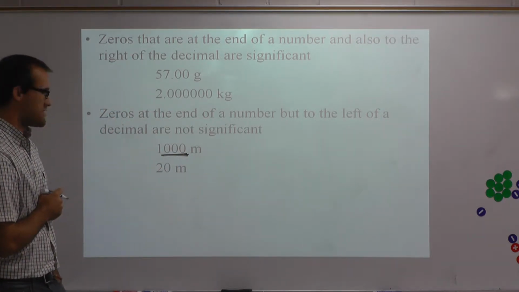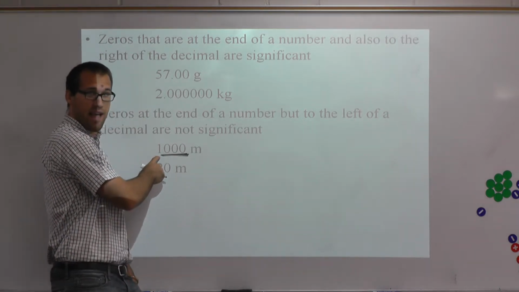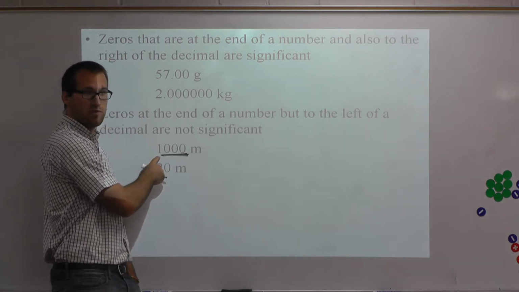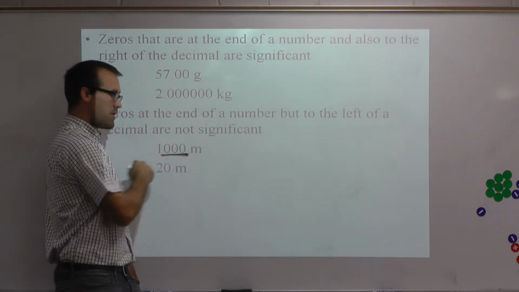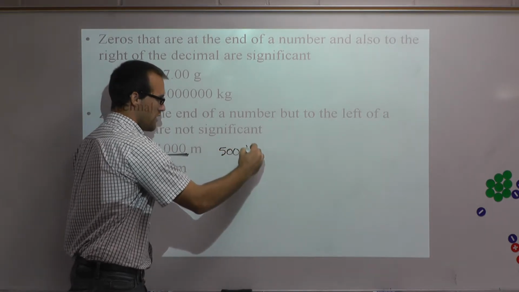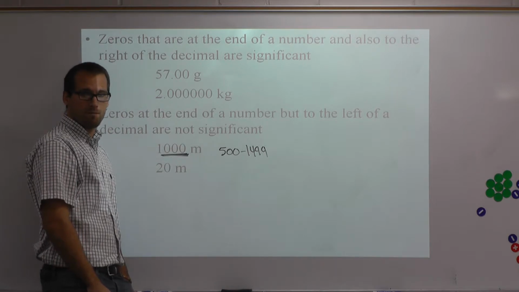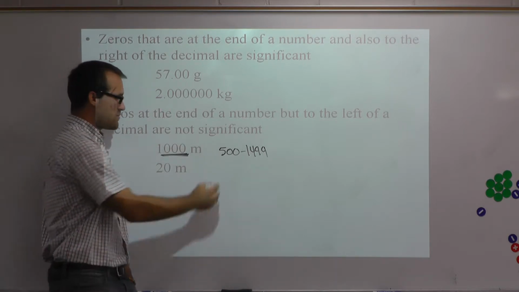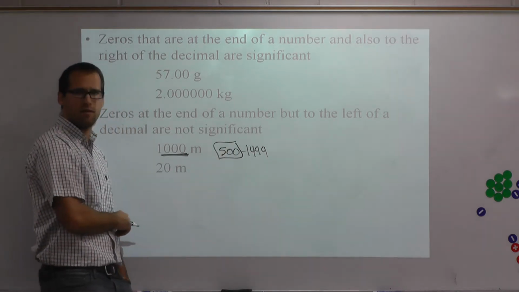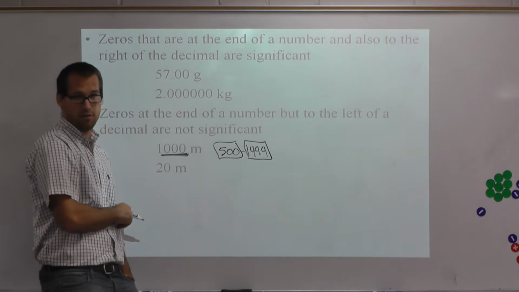Here's why these guys aren't significant how I wrote it. If you had an instrument that could only measure to the thousands place, always rounded to the thousands place, that's all it could do. This number could be anywhere from 500 to 1,499. If I'm rounding to the thousands place, what does 500 round up to?